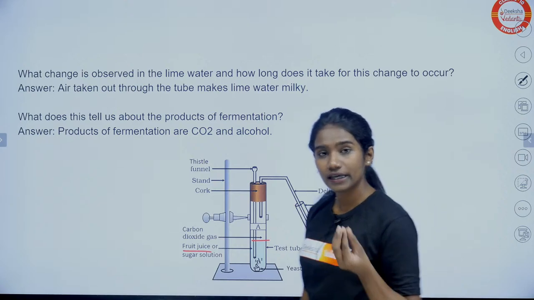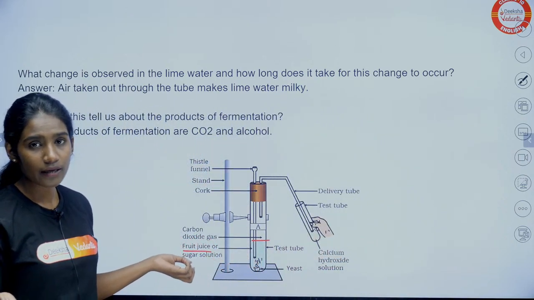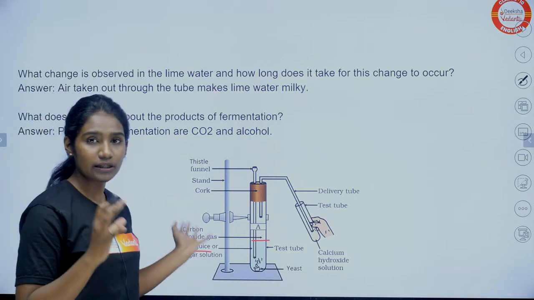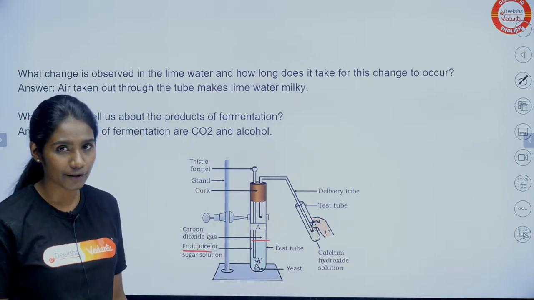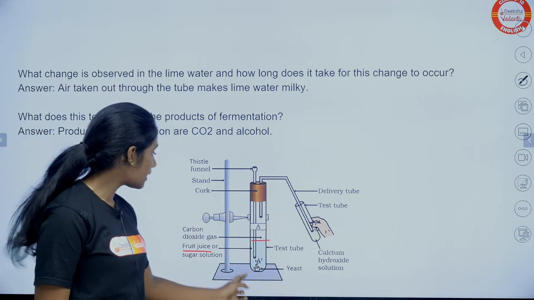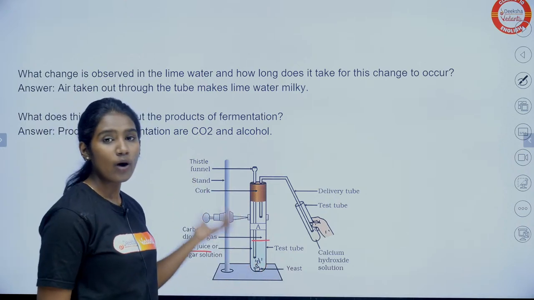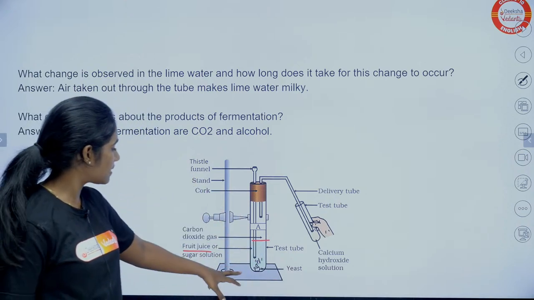Fine. Now, what are yeasts? Yeasts are unicellular, right? Some are multicellular also, but mostly they are unicellular. And what do they do? They utilize the sugar content that is present in the juice to derive energy.